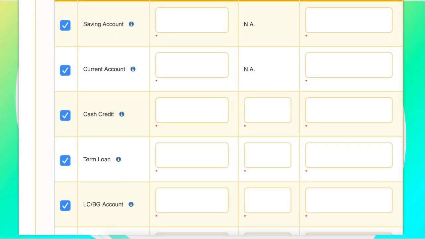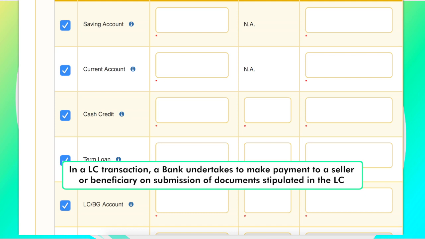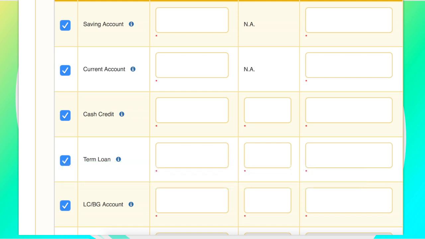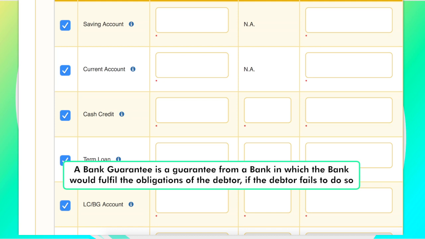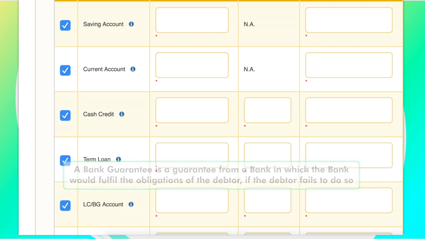A letter of credit is an assured form of payment which is widely used by businesses in trade transactions. In an LC transaction, a bank undertakes to make payment to a seller or beneficiary on submission of documents stipulated in the LC. A bank guarantee is a guarantee from a bank in which the bank would fulfill the obligations of the debtor if the debtor fails to do so.